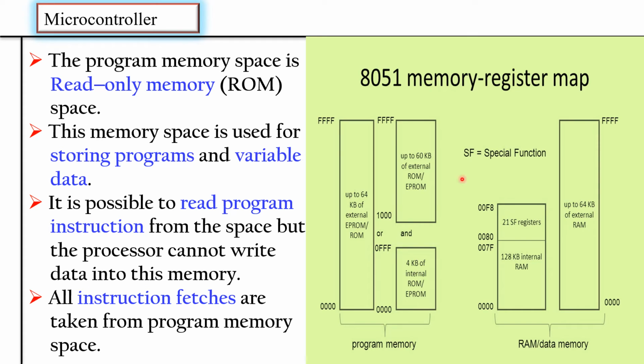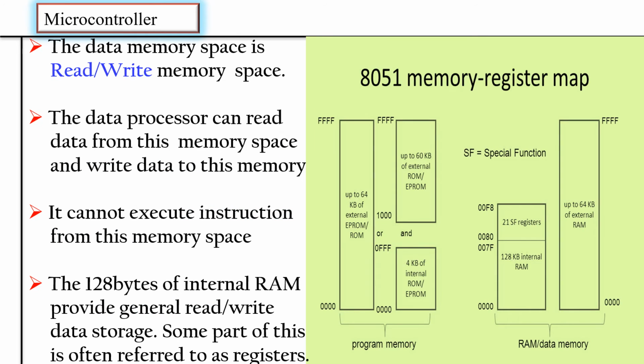Now, this is nothing but program memory. The program memory space is the read-only memory space, that is ROM space. This memory is used for storing program and variable data. It is possible to read the program instruction from this space, but the processor cannot write data in this memory. All the instruction fetches are taken from program memory space. Is it clear? That is nothing but program memory space.